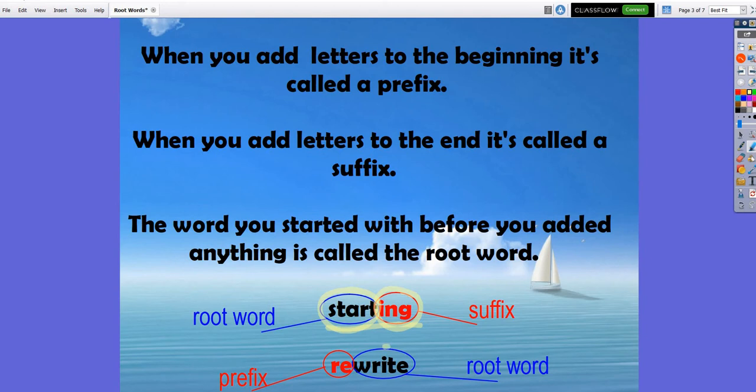And then on rewrite, write was our root word, remember. It was the word we started with. And then we added a prefix, re, to the beginning, because when we added to the beginning, it was called a prefix. And we've turned write into rewrite. And that's all you're doing with prefixes and suffixes. You're just sticking them on a root word to make a new word. But all we're worrying about this week is if we can find the root word.